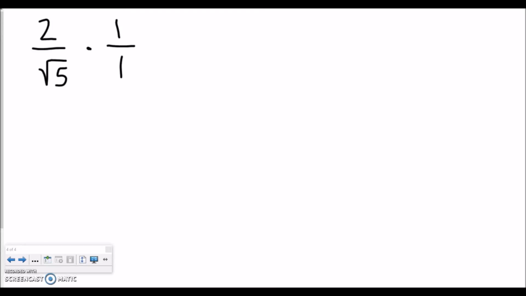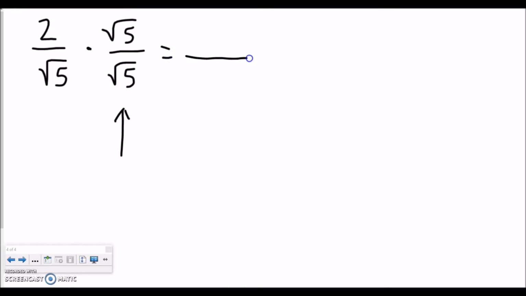So instead of using 1 over 1, we're going to multiply by the fraction square root of 5 over square root of 5. If we look at this new fraction, we see that that's the same as 1, so it doesn't change our answer in terms of what the number is, just in how it looks.